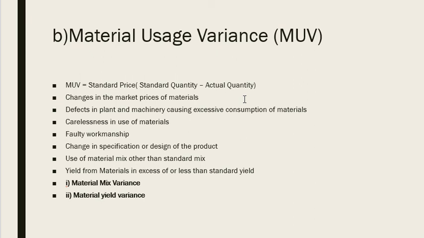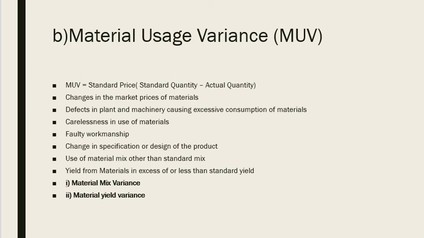So when it is divided into material mix and material yield, material mix talks about the variance arising from using one or more raw materials for producing a product, where two raw materials are mixed together to produce one single product, known as material mix variance. Like material mix variance, material yield variance is also a sub variance of material usage variance. The variance arises when actual yield obtained differs from standard yield.